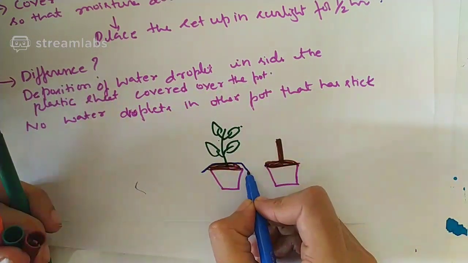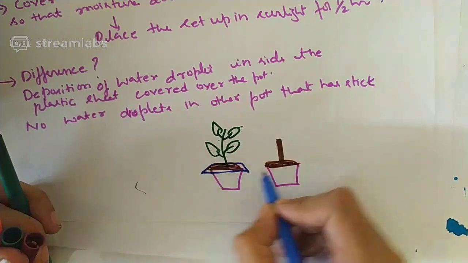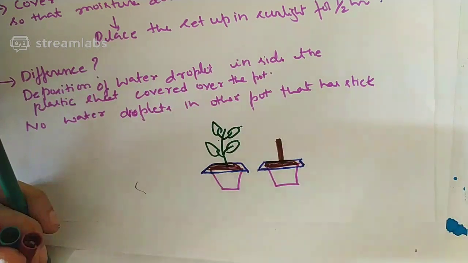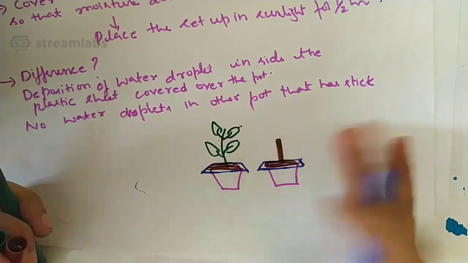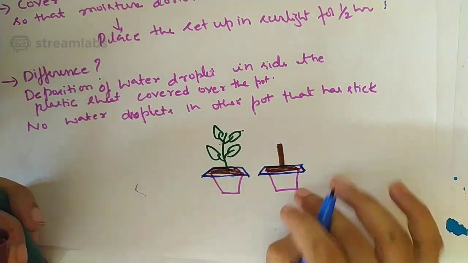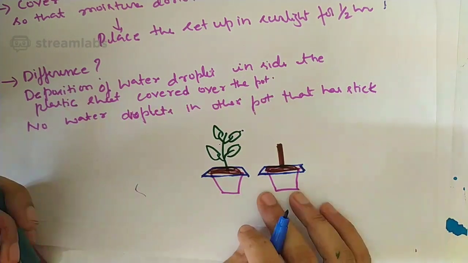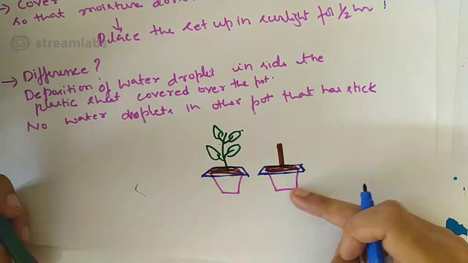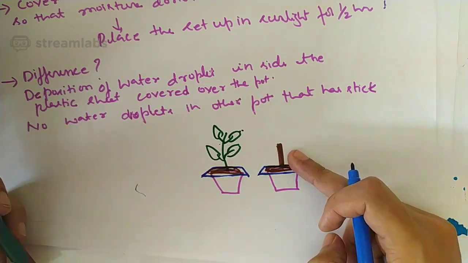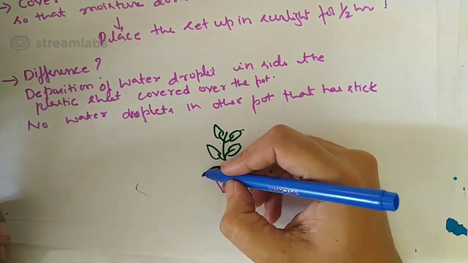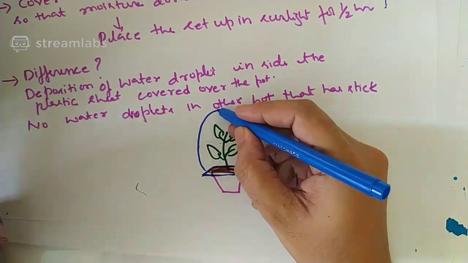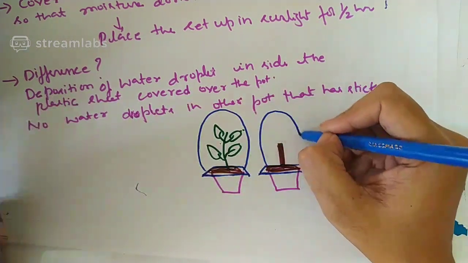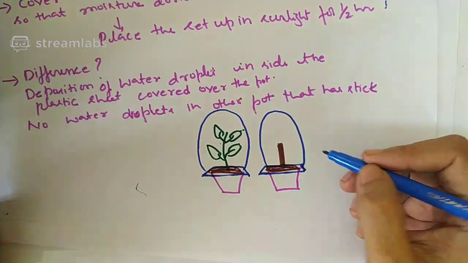Now what they do is cover the soil. In both the pots, the soil is covered so that there is no loss of water. With a polythene bag or plastic bag, they cover the soil. Now what is there? In one pot there is a plant, in the other pot there is just a stick. Now both the pots are covered with a plastic sheet.